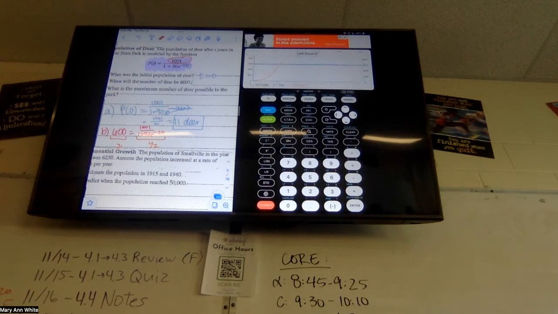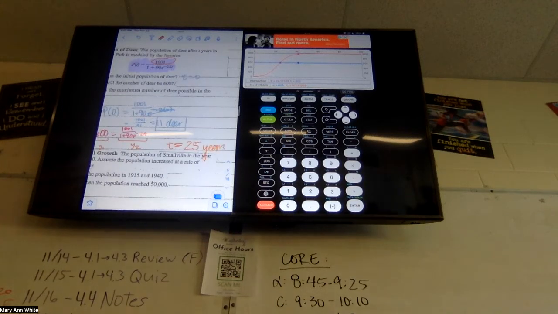Second, trace, intersect, left bound, right bound. My intersection is at 24.5. When I'm talking about years, I'm going to round that up. So if it was 24 years after it started, it would not quite be at 600 population, but by the beginning of the 25th year, it would be at that. So I'm going to say t is equal to 25.